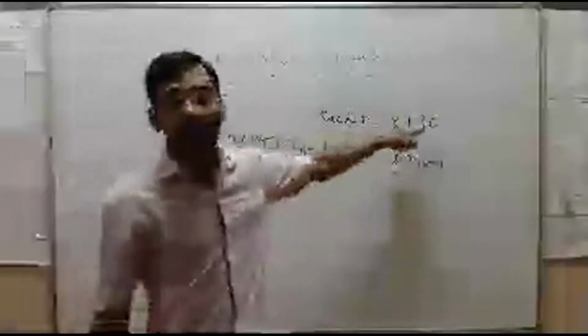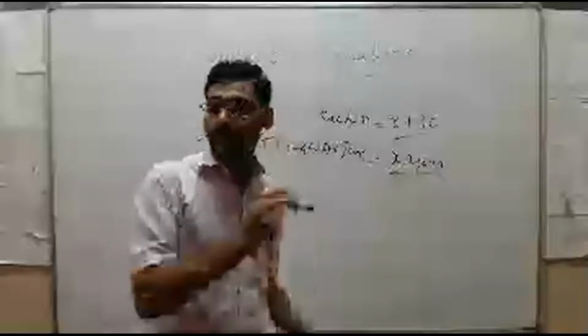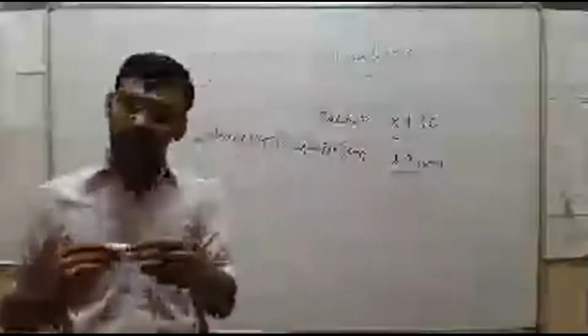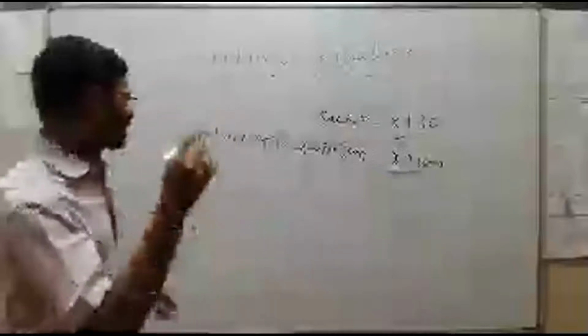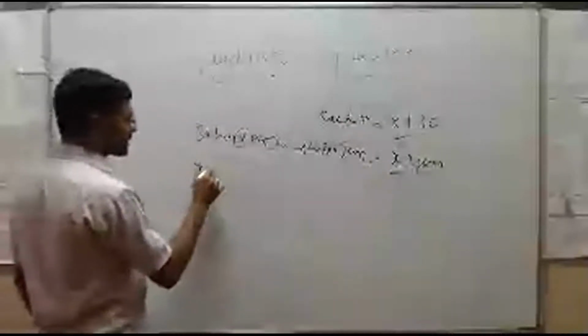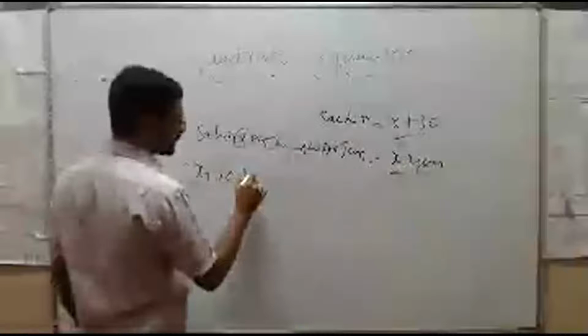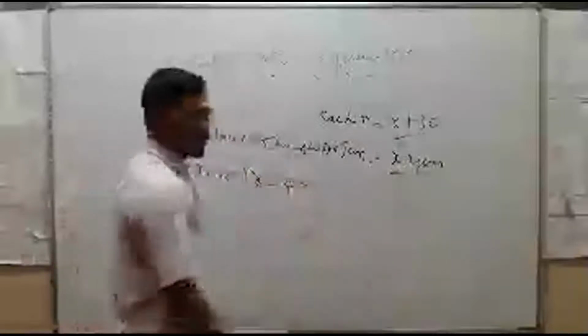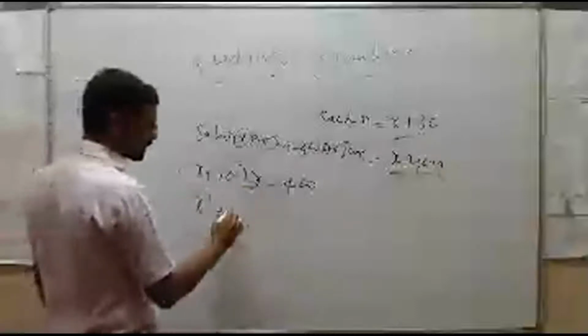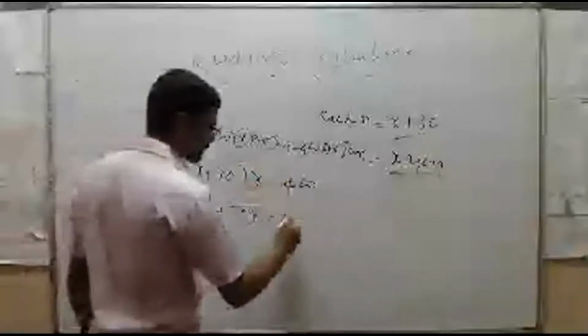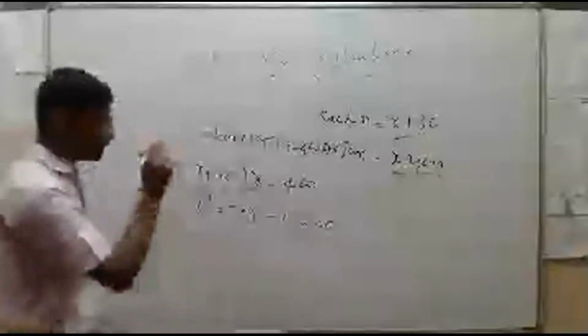Sachin's age is x plus 30. Why? Sachin's age is 30 years more than Arjun's age. Arjun's age is considered as x, but you can take y, no problem. 30 more means x plus 30. Therefore, Sachin's age is x plus 30 and Arjun's age is x, and the product is 400. Product means multiplication. x into x plus 30 gives x square plus 30x; plus 400 becomes minus 400 is equal to 0.